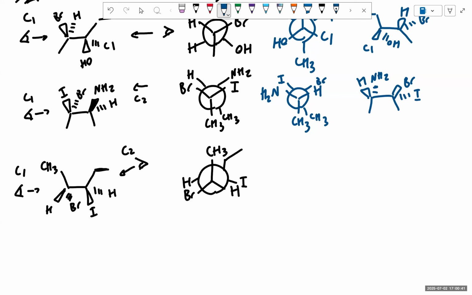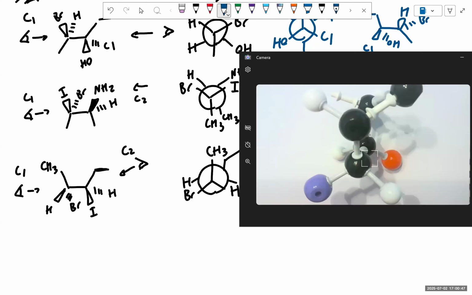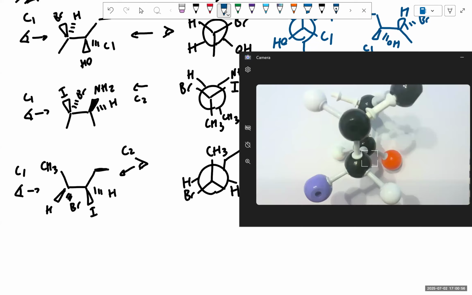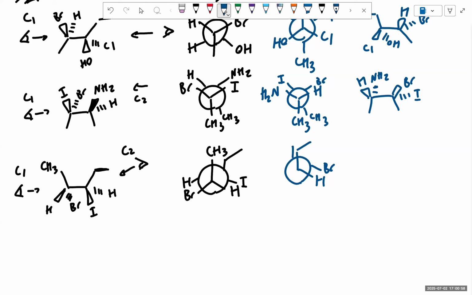So in this case, looking down carbon 2, the ethyl group's in the front. We see that the hydrogen and the bromine atom are on the right, while the iodine and the other hydrogen atom in the back are on the left.